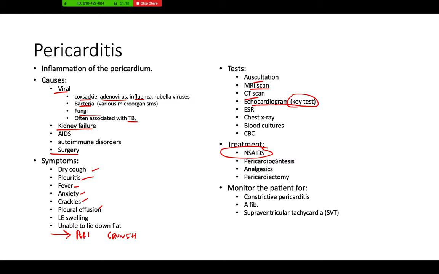The other problem with NSAIDs is they also cause kidney damage, but that's sort of a very long period of time that they're taking NSAIDs. More commonly, the kidney damage, yeah. So I'm glad you thought of that too, because that's an important one as well.